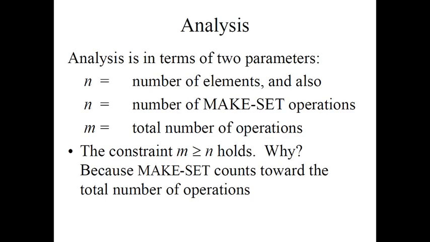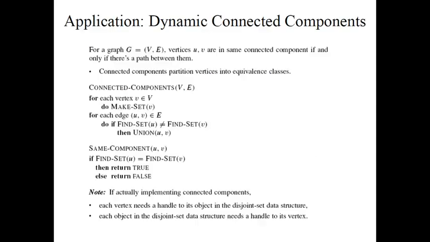Okay, then the analysis of this disjoint set operation is actually in terms of the number of elements, the number of make set operations and the total number of operations. We will see the analysis at the end. And here, one application of this dynamic disjoint set data structure is dynamic connected components.